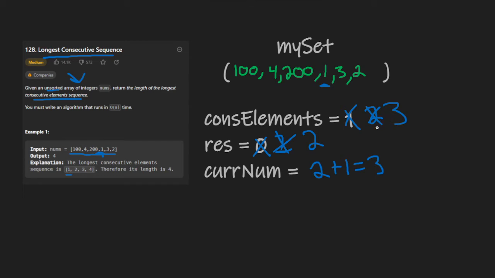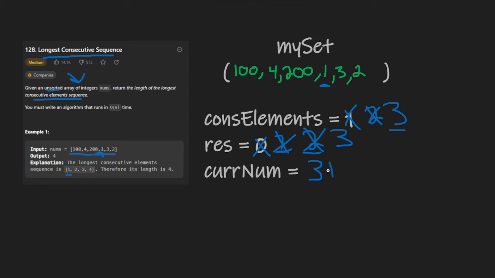We're going to add 1 to it, and then we're going to take the max of result and consecutive elements, which the max value is 3. So this is now going to be 3. Right, and then remember at the end we're going to set the current number to this value, right? So we're now at 3, so this will now be 3.